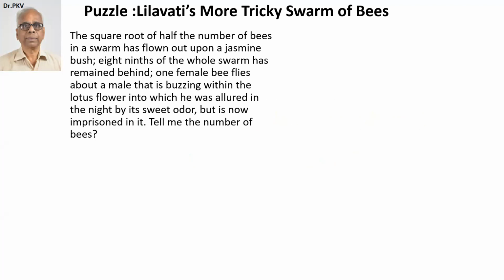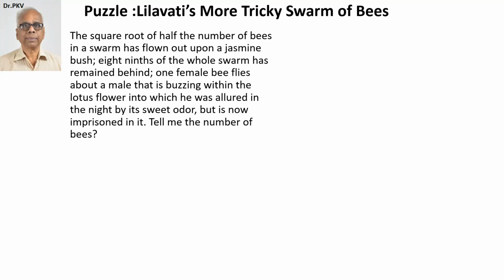The square root of half the number of bees in a swarm has flown out upon a jasmine bush. 8/9 of the whole swarm has remained behind. One female bee flies about a male that is buzzing within the lotus flower into which he was allured in the night by its sweet odor, but is now imprisoned in it. Tell me the number of bees.